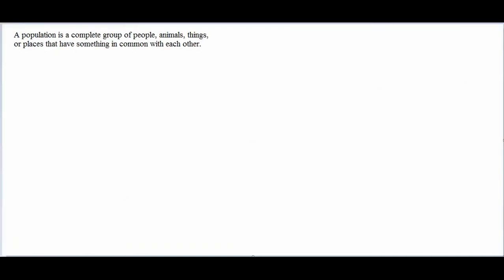The words complete group are important in the definition of a population. A population is a complete group or a complete collection of people, animals, things, or places without any members being left out. If you're driving and you see a city limit sign, you'll notice that the city limit sign has a number on it that shows the number of people in the population of the city. In order for that number to be showing the exact size of the city's population, that number has to include every person who lives in the city. If even one person is left out, that number isn't actually showing the exact size of the city's population.